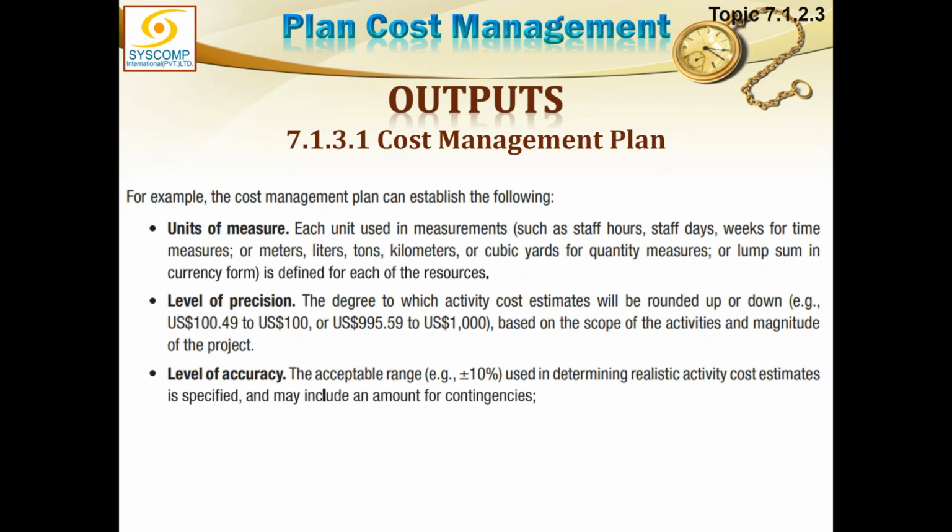There is a level of accuracy. This is the acceptable range used in determining realistic activity cost estimates. It is specified and may include an amount for contingencies. This is included within the level of accuracy.